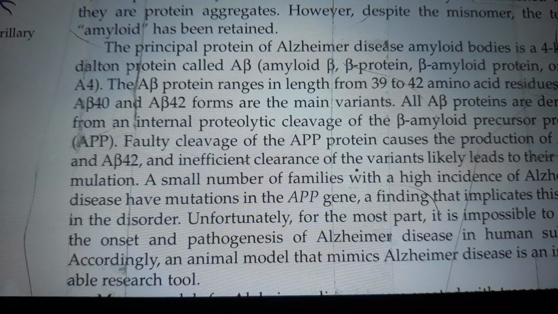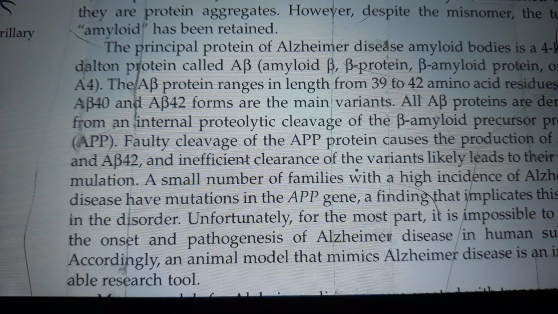The principal protein of Alzheimer's disease amyloid bodies is a 4-kilodalton protein called A-beta, amyloid beta or beta protein, beta amyloid protein or beta A4. The A-beta protein ranges in length from 39 to 42 amino acid residues. The A-beta 40 and A-beta 42 forms are the main variants.